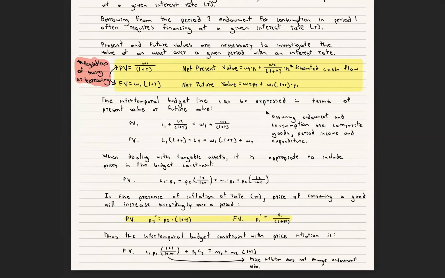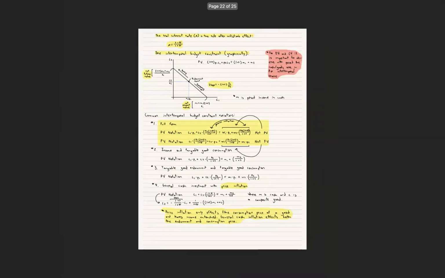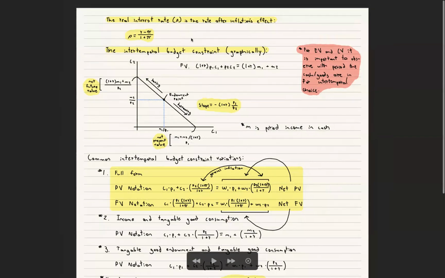It's important to understand there that price inflation does not change on the endowment side. So if you have a real interest rate rho and the inflation rate's effect, you've got rho equals R minus the inflation rate, divided by 1 plus inflation. This is going to be your real interest rate. That's something you'll see in classes like international business or finance. It's going to come up again if you are taking the joint honors program.